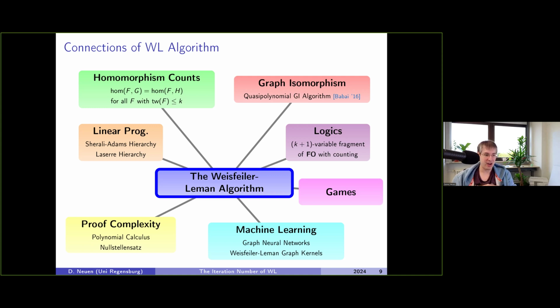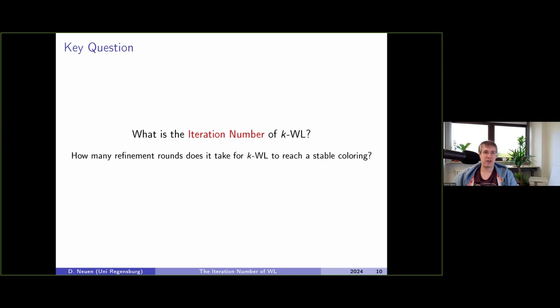Essentially, there are two parameters of this algorithm that you can study. The one parameter is the dimension, the k, the length of the tuples that you color. If you run k-WL, what kind of things can you express or find out about the graph? This is not what we are going to do in this work. But in this work, we are interested in the second parameter, which is the iteration number of the Weisfeiler-Leman algorithm. So for how many rounds do I have to run this algorithm until it stabilizes? This is the main question that we want to study here.